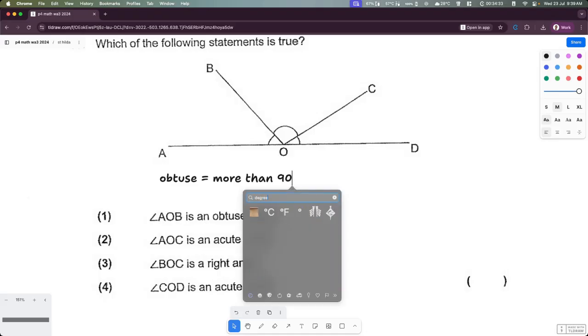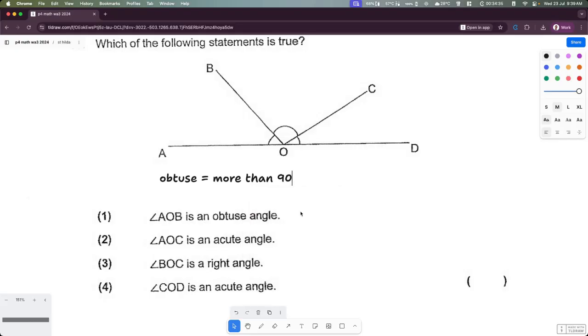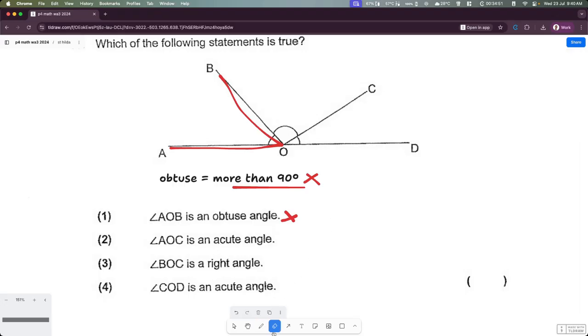So the thing is, AOB over here, let me draw the line over here in red. Is AOB more than 90 degrees? No, it's not. AOB over here is not more than 90 degrees. So we're going to remove this. Okay, let's move on to the next one.